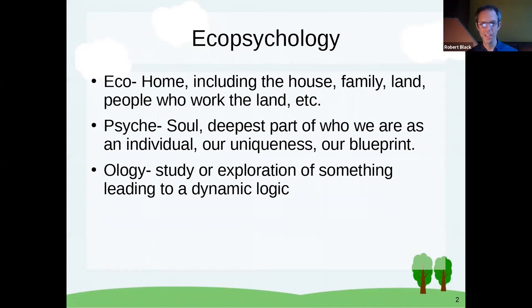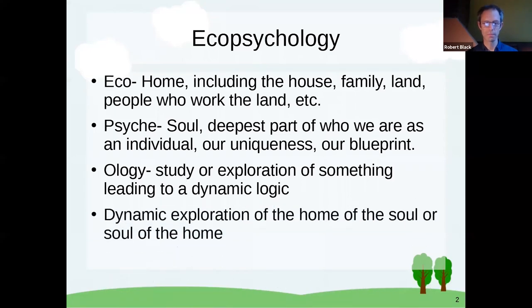Ology. Ologies are just things that we study. You can see the word logic in there. So we're sort of looking at a dynamic logic of this experience that we're calling soul. So, logical understanding of it. So you could say that eco-psychology is the dynamic exploration of the home of the soul, or the soul of the home. I started thinking about it, saying, which way round is that? Or maybe they just come together, who knows?